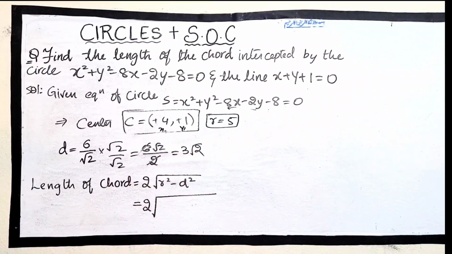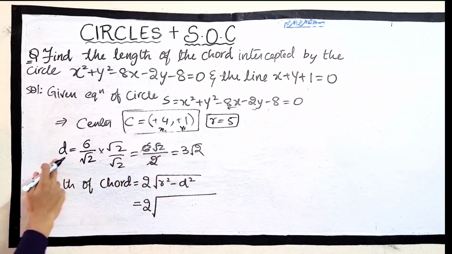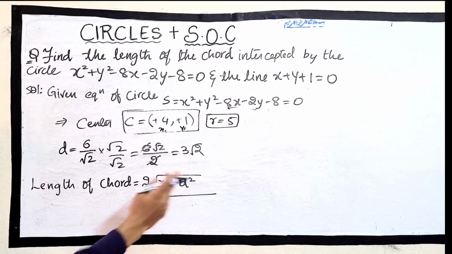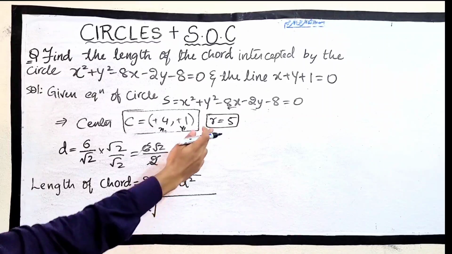D will be 3 root 2. Just substitute. You have the d value and the r value, which is nothing but the radius. So we know the formula: length of the chord is nothing but 2 under root of r square minus d square. Just substitute 5 in place of r.